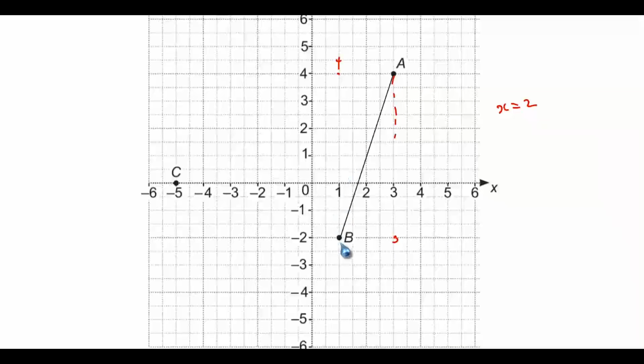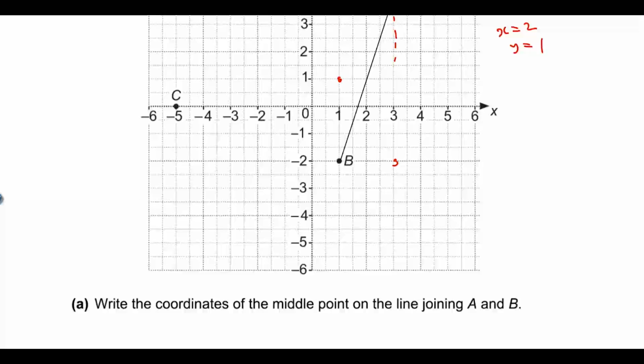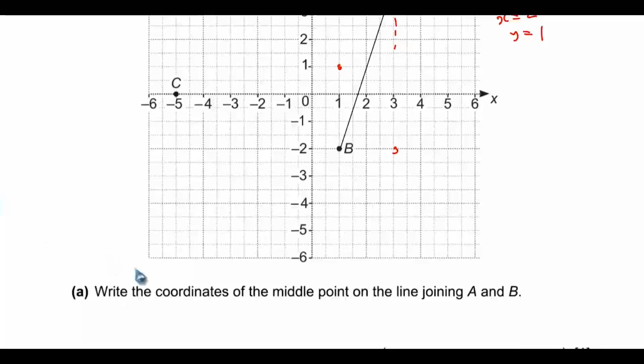Okay, so if you count from here, let's see, 1, 2, 3, 4, 5, 6, 7, 8, 9, 10, 11, 12. So the middle will be 6. 1, 2, 3, 4, 5, 6. So this is the mid of the y values. So that is y equals to 1. So this will be the coordinates of the middle point on the line joining A and B.